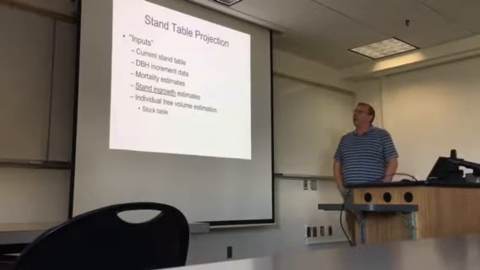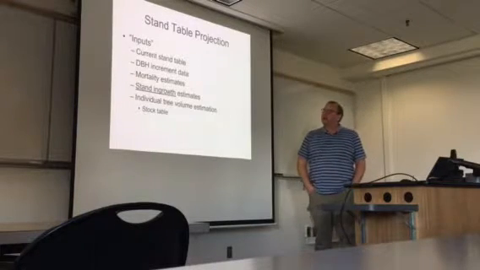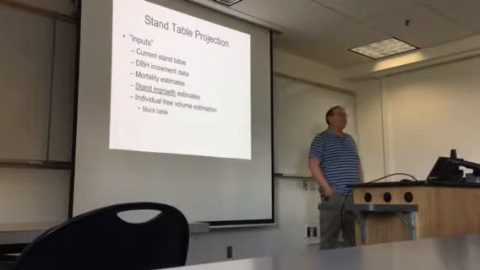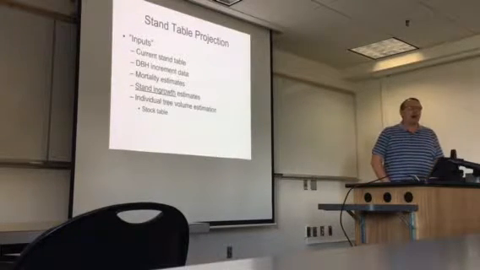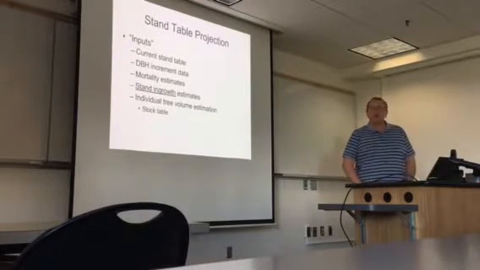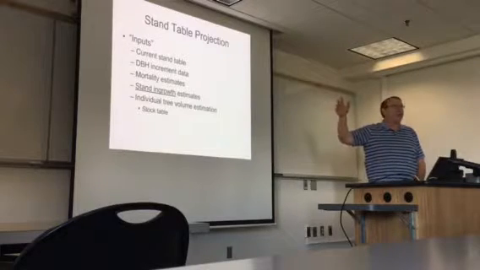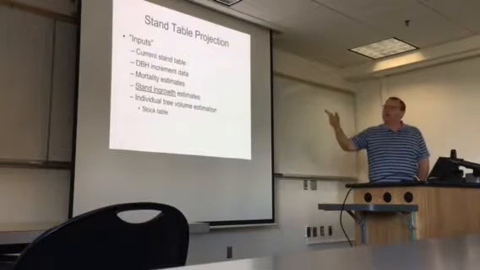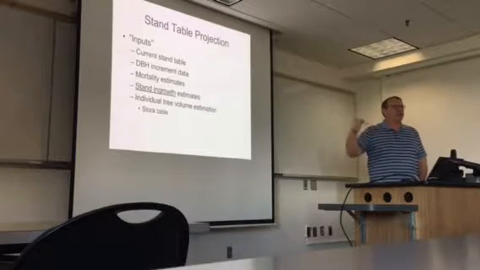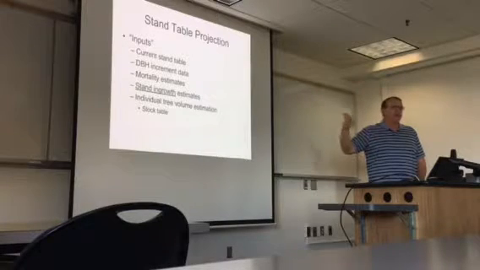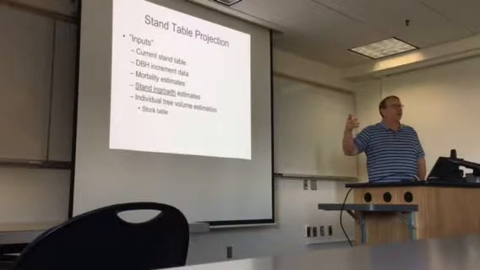And then finally, if we want more than that stand table, in particular if we want a stock table, and usually we'll want a stock table, which is volume by species and DBH, we'll need some way to go from the stand table to the stock table, which means we'll need some sort of individual tree volume equation. What type of volume equation are we going to need, at least at first cut, does it seem like?